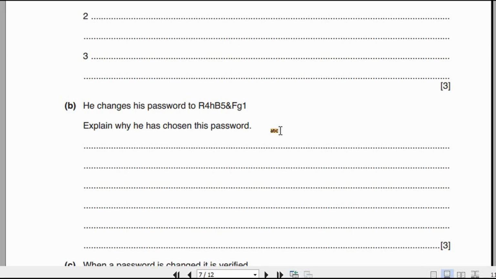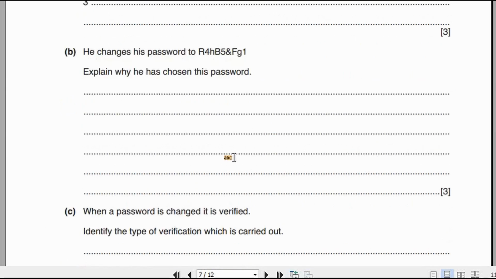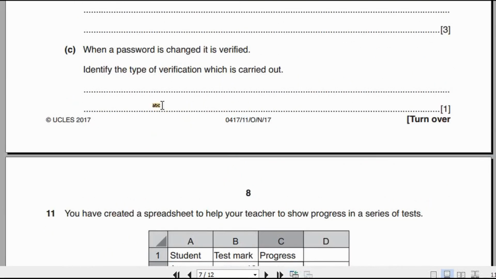Even if hackers try to hack it, hackers basically try to guess the password. It looks more like a digest, not a simple word, and it's also hard to crack. So these are some of the points, any three of them you write and you will get the marks. C part: when the password is changed, it is verified. Identify the type of verification which is carried out.